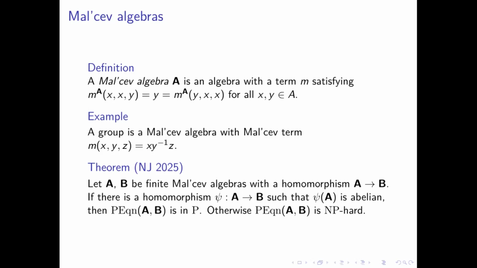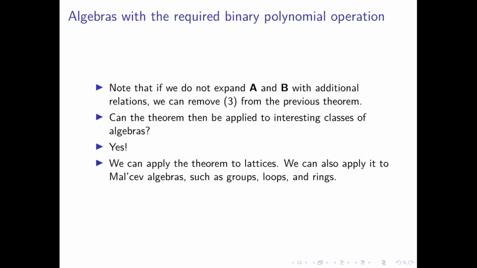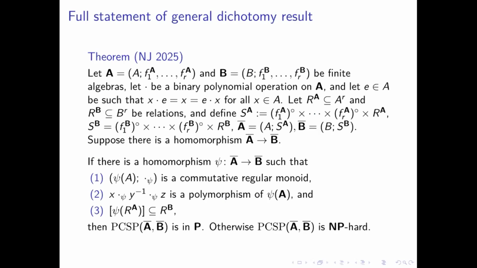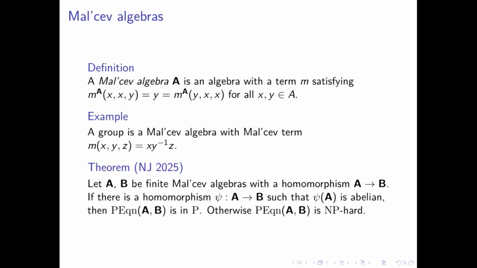And if you do some further work, the criteria from the previous theorem, number 2, in the Malsev case, is just going to turn into this criteria that psi of A is abelian. I have not expanded these Malsev algebras with additional arbitrary relations, so condition 3 in that previous theorem is now gone. But if you have a homomorphism from A to B such that psi of A is abelian, promise equations A, B is NP. Otherwise, promise equations A, B is NP hard.